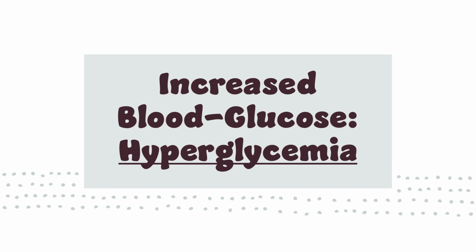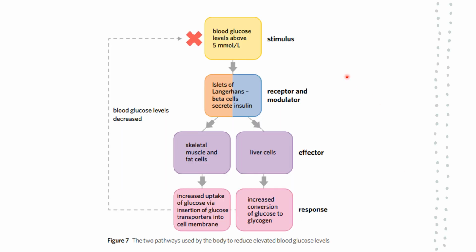So let's look at increased blood glucose levels specifically, and this is hyperglycemia. Here we have the stimulus response model for increased blood glucose levels. The stimulus is blood glucose levels above our normal range. This is detected by the islets of Langerhans, which are also the modulator. So it's comparing it to our normal range and detecting that it's above the normal range. These islets of Langerhans are made up of beta cells, which secrete insulin. So this is our key hormone here, insulin. Insulin is going to act on the skeletal muscle cells and the liver cells, which are our two effectors.